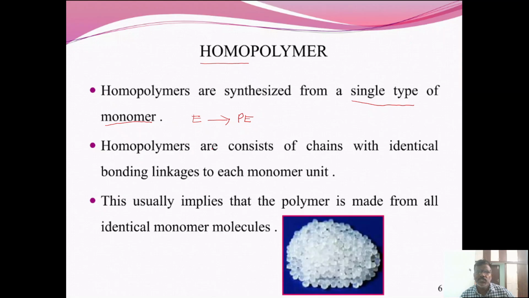Homopolymers consist of chains with identical bonding linkage to each monomer unit. That's what I just now explained. So they are identical monomers. You can also say that it is otherwise called identical. So it's a single unit or the same monomer.